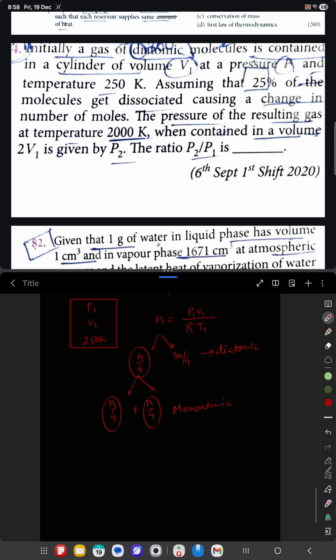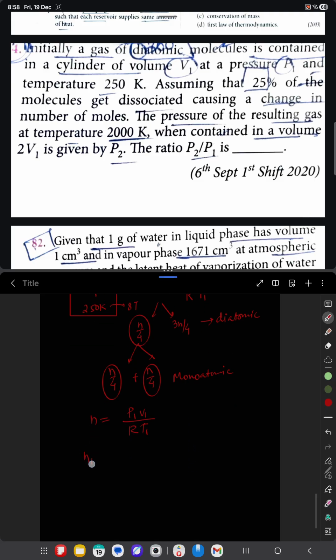So in this question, n is equal to P1 V1 by RT1, and later on this becomes n by 4 monoatomic and 3n by 4 diatomic. So initially n equals P1 V1 by RT1. Later on pressure becomes P2, volume becomes 2V1, and this becomes 2000 Kelvin. That means 80. So now what to do?